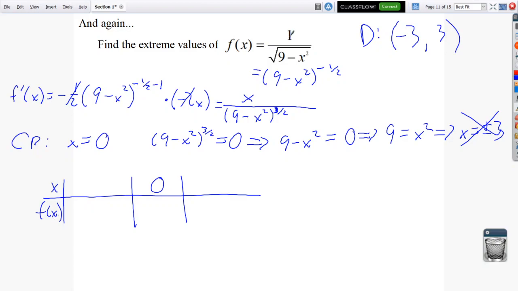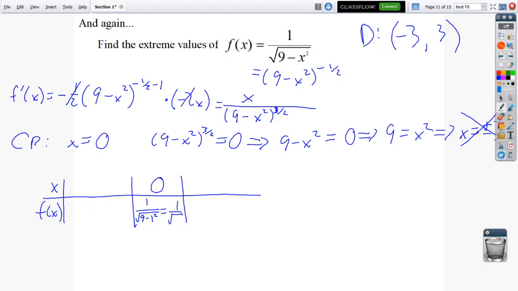Well, looking up here, that's just going to be 1 over the square root of 9 minus 1 squared, which would be 1 over the square root of it. No. Let's back up here a little bit. Apparently I can't plug in too well. I apologize for that one. It's going to be 1 over the square root of 9 minus 0 squared, which would be 1 over square root of 9, 1/3. The problem is I don't know if that's bigger or smaller than the points around it.